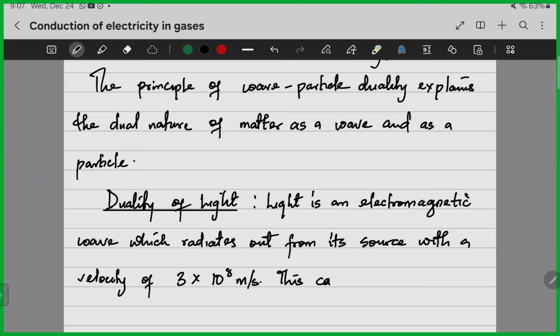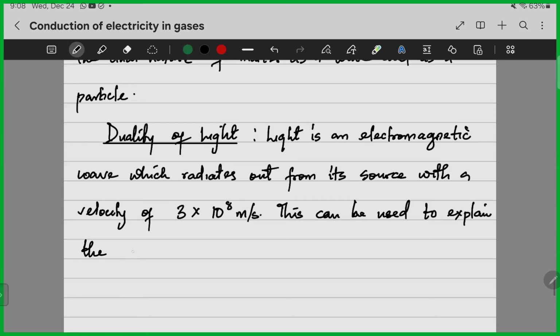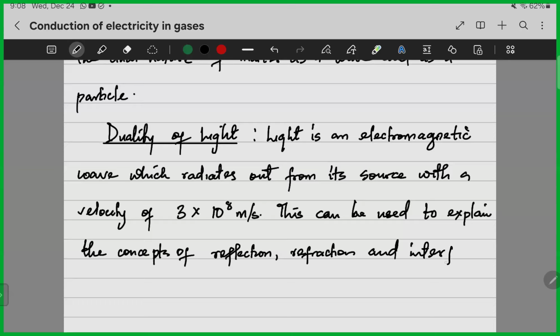This can be used to explain the concept of reflection, refraction, and interference. What they just said now is light as a wave explains reflection, refraction, and interference.